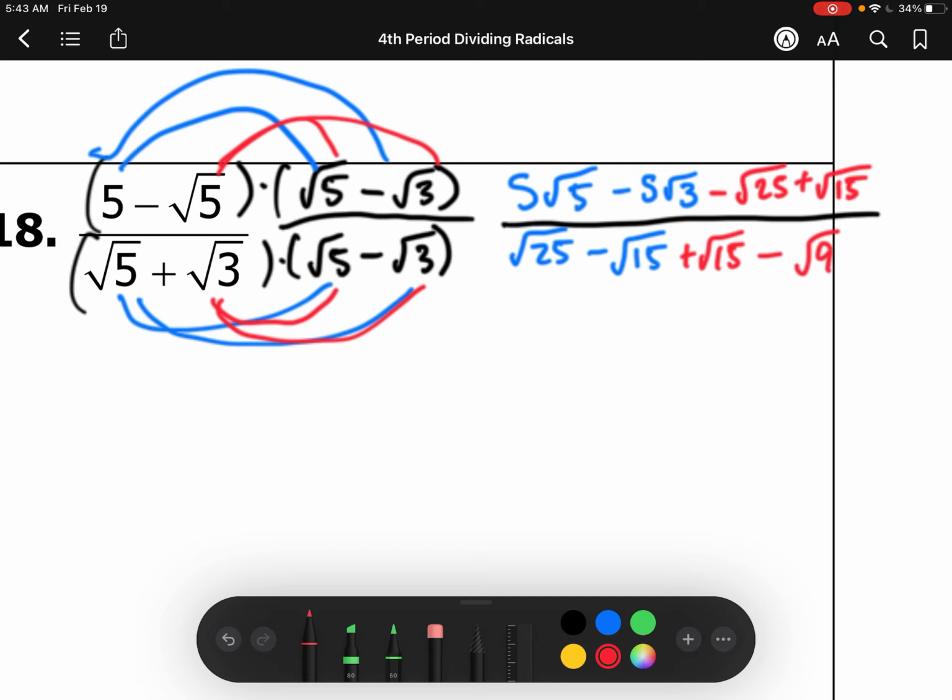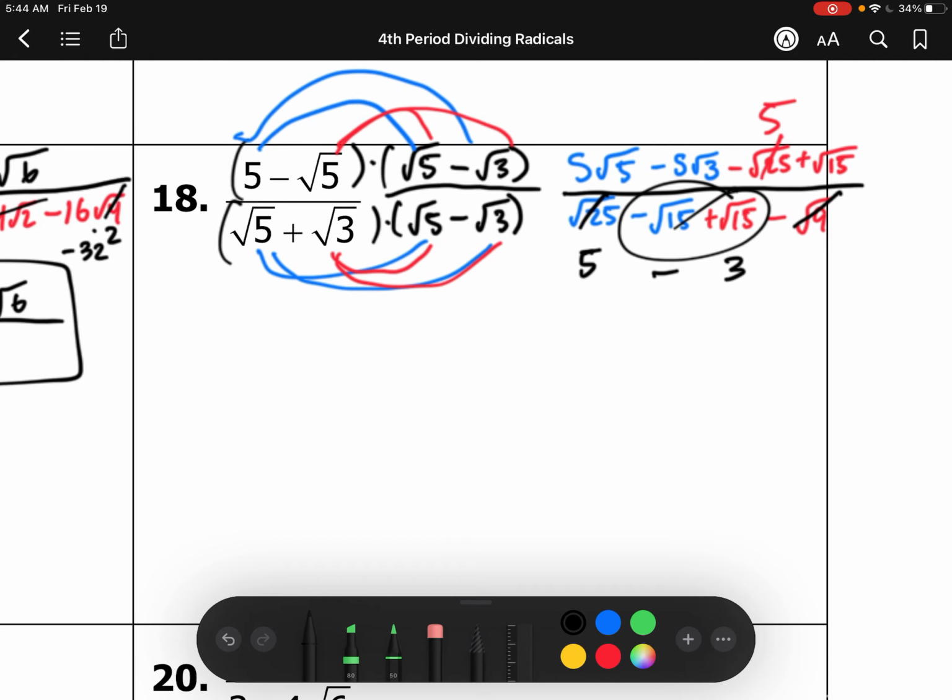In our denominator, we know that the square root of 25 is 5, right? And let's see, can we simplify anything else? So we have minus 5. We can't simplify anything in our numerator after this, so we're going to simplify our denominator. Again, we have common radicands, and they cancel each other out. The square root of 25 becomes 5, and the square root of 9 is 3, so this becomes minus 3.